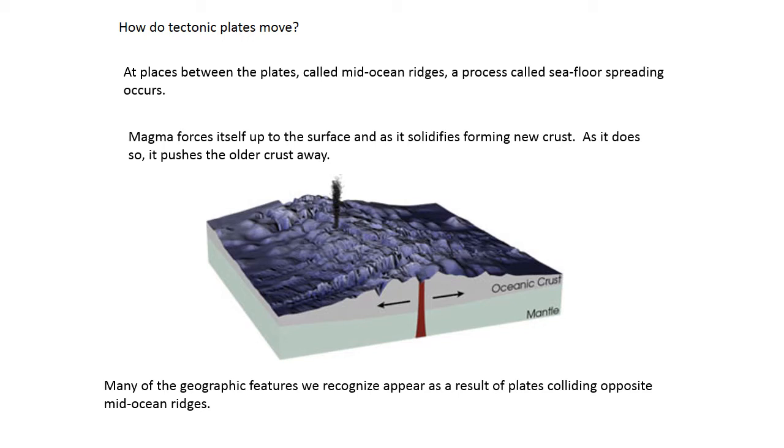When this old oceanic crust being pushed away from the mid-ocean ridge butts against continental crust, it dives beneath and returns to the mantle. However, as the solid oceanic crust is pushed below the continental crust, it exerts force on the continental crust and causes it to move slightly. This slight movement over time accounts for the continental drift we now understand to occur. Many of the geologic features we commonly recognize appear as a result of the force exerted by plates colliding in this way, opposite of mid-ocean ridges.